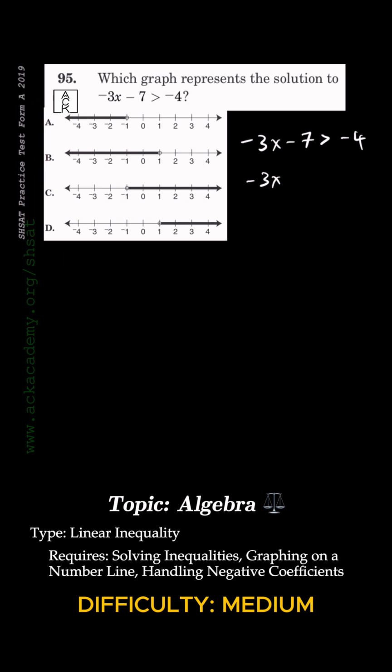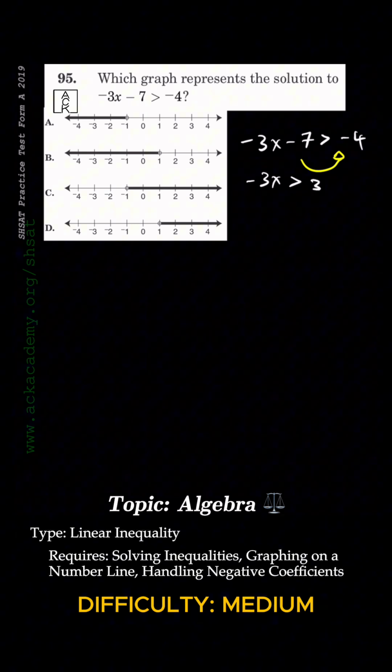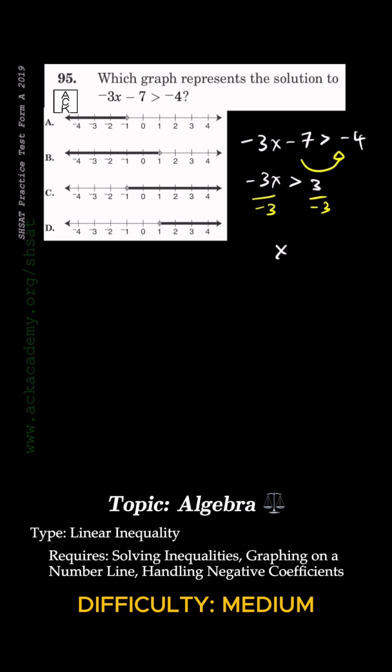Okay, so minus 3x, bring the minus 7 to this side, is greater than minus 4 plus 7, which is 3. And here we have to divide both sides by minus 3. Remember, this cancels out. So then this becomes x. And this is really important, when you divide by a negative here, this sign flips.